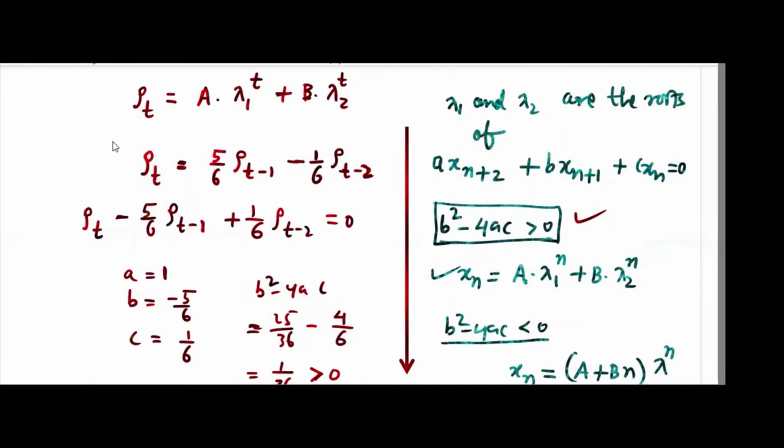So we already discussed this one. b square minus 4ac is 0. We'll write here a lambda square, not the condition but the whole equation, plus b lambda plus c is equal to 0. These are the roots, lambda 1 and lambda 2. So you have to solve that equation and find lambda 1 and lambda 2. Let me do that here.